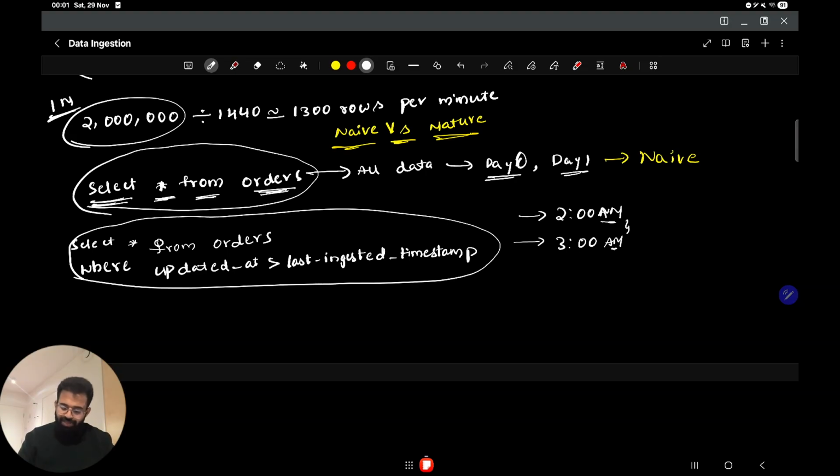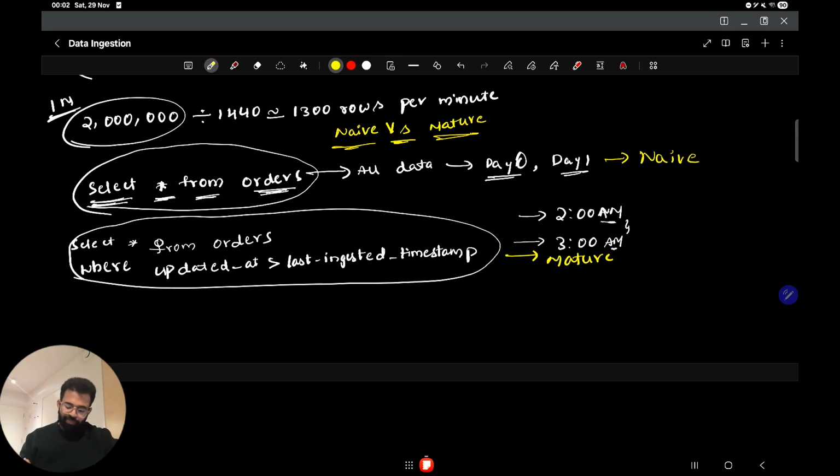So this is, I would call, a little bit more mature than the previous one. That was more naive, selecting all the data from the table again and again and using a lot of compute to move the data. In the second case, it's more of an incremental approach, which is just selecting only the incremental data or only the latest data every time.